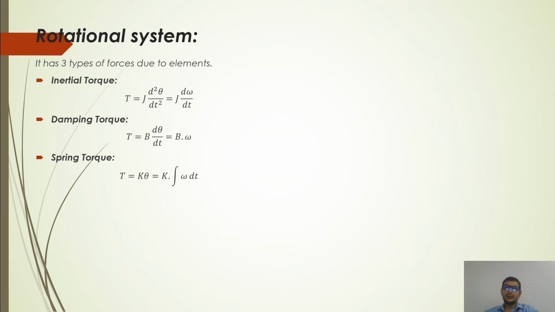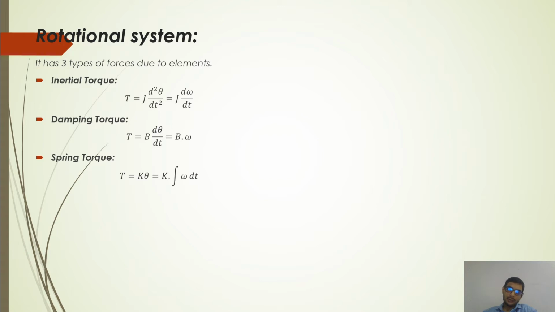Next, in the case of a rotational system, these three types of forces are modified as inertial torque. The equation of torque is J times d²θ/dt², where J stands for the moment of inertia the object has in the system.